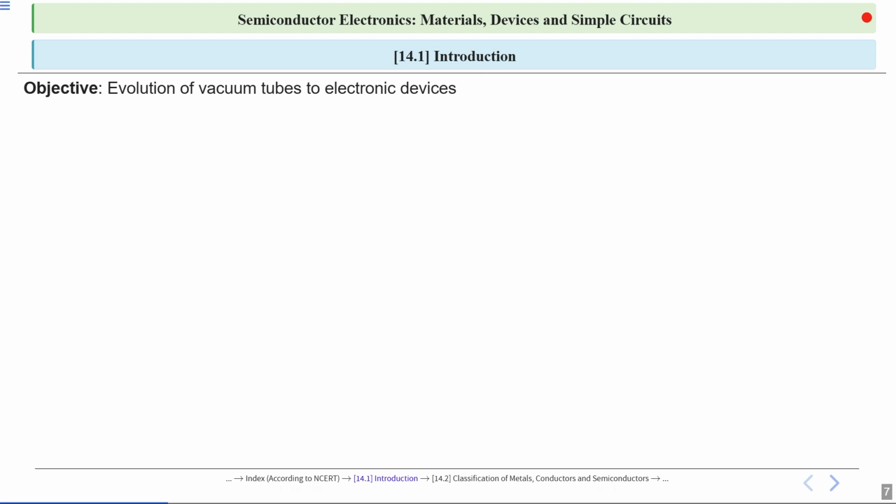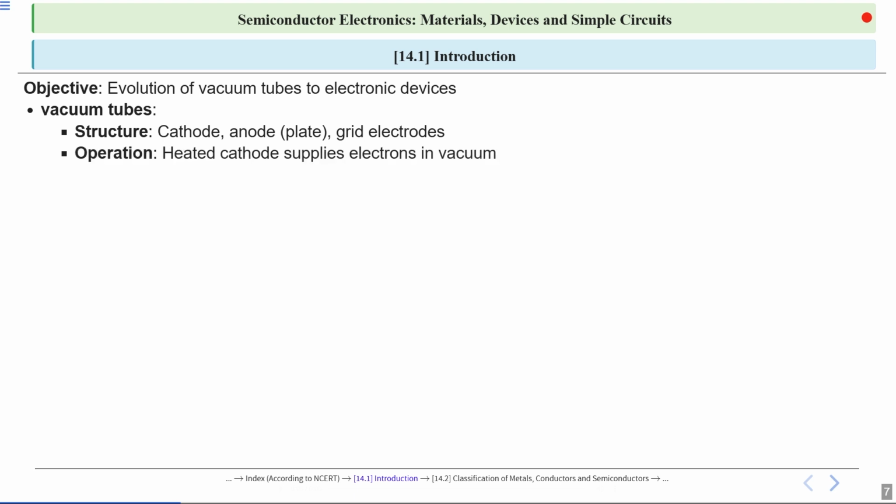So we are continuing our discussion on the evolution of vacuum tubes to modern electronic devices. Let's briefly explore how these early components laid the foundation for today's technology. Vacuum tubes are electronic devices used before transistors. They consist of three main parts: the cathode, anode, and grid. The grid placed between them controls the electron flow by applying a voltage, thus regulating the tube's operation. In a vacuum tube, the heated cathode emits electrons through thermionic emission.